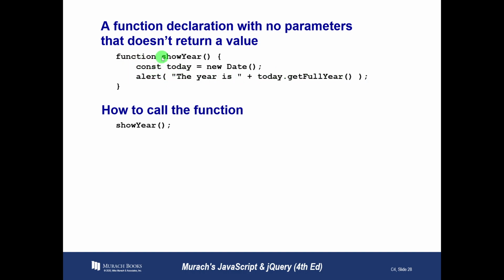For somebody to call it, they just need to type show year followed by the empty parentheses, because this function doesn't take any parameters. And they could do something like this, and it would cause this code to execute and pop up an alert that says the year is, and tell us what year it is.